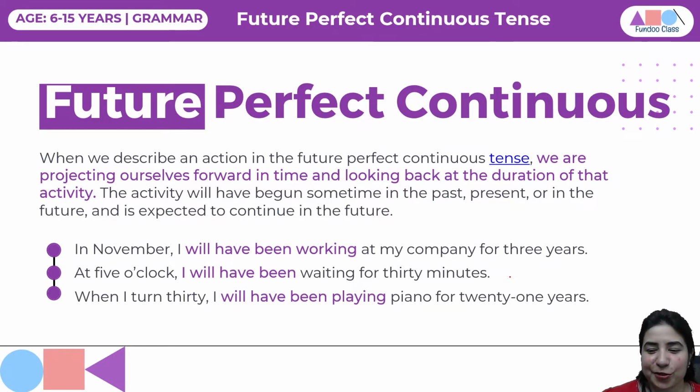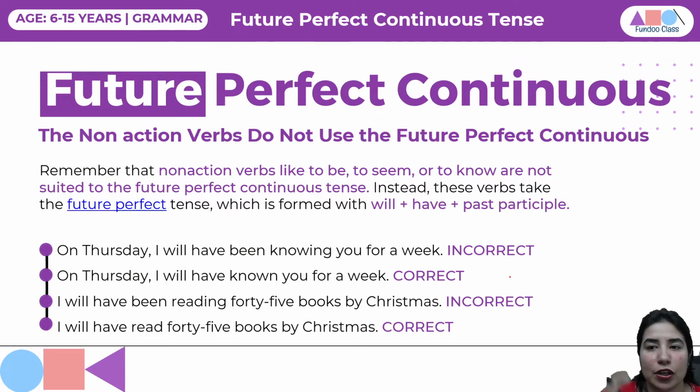So I hope you have noted it down. Let's move forward. There's a very interesting point, and a lot of questions are asked from this point. Non-action verbs do not use the future perfect continuous. So what are non-action verbs that cannot stretch, right? So what do we use instead? We use future perfect. Again, too much information, right? So let's quickly take a look at some examples and identify what the point is trying to elaborate.